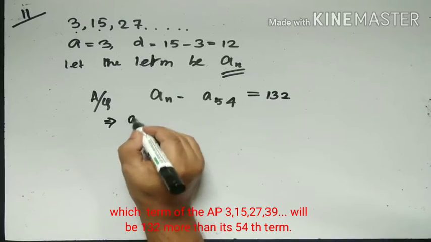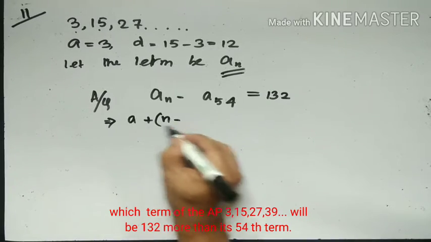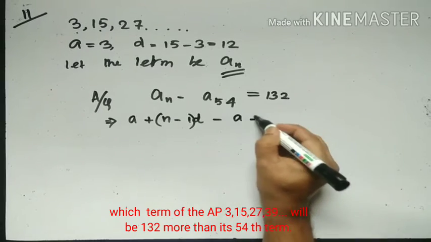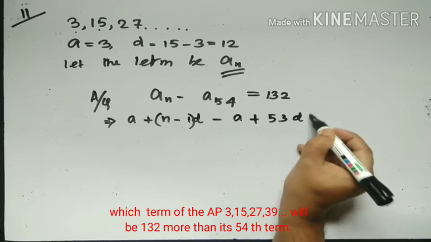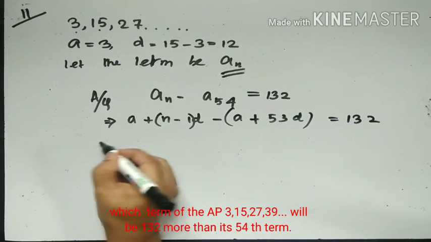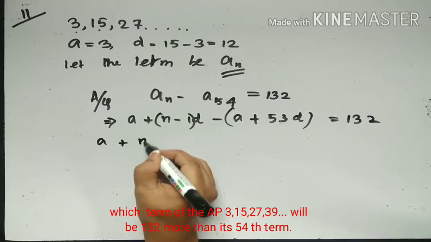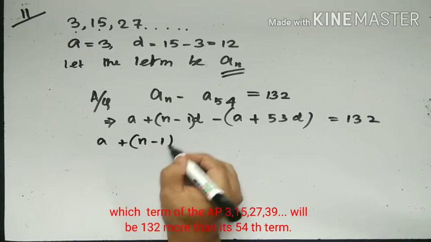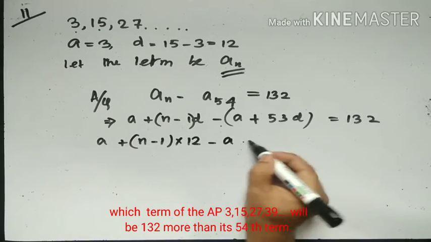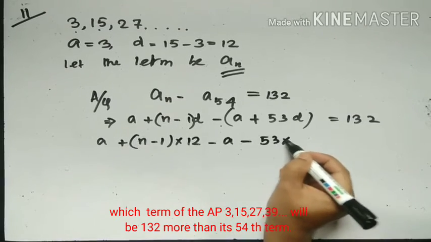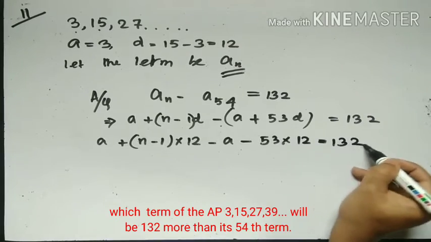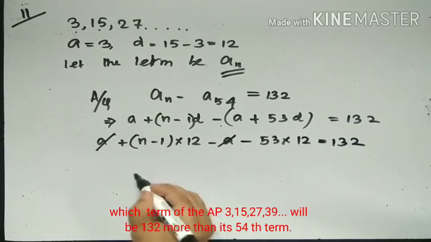The AN formula is A plus N minus 1 times D. And A54 means A plus 53D. So the answer will be 132. Now A plus N minus 1 into the value of D, which is 12, minus A plus 53 into 12, equal to 132. So plus A and minus A cancel.